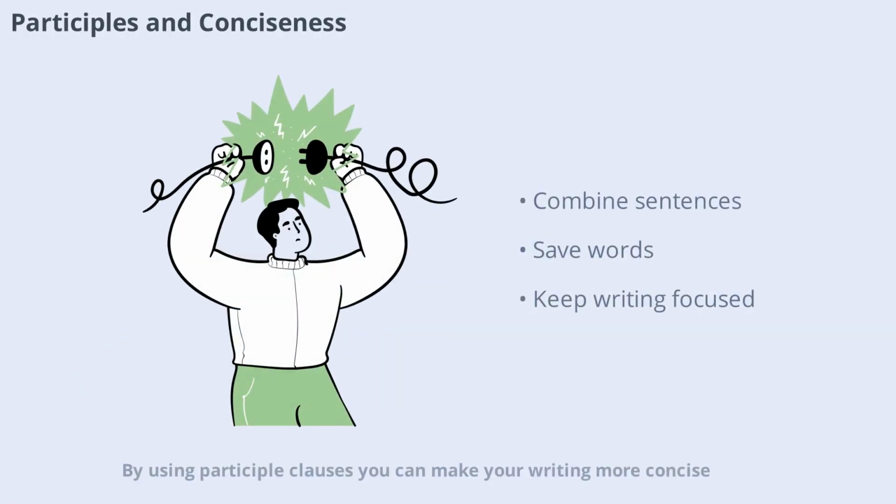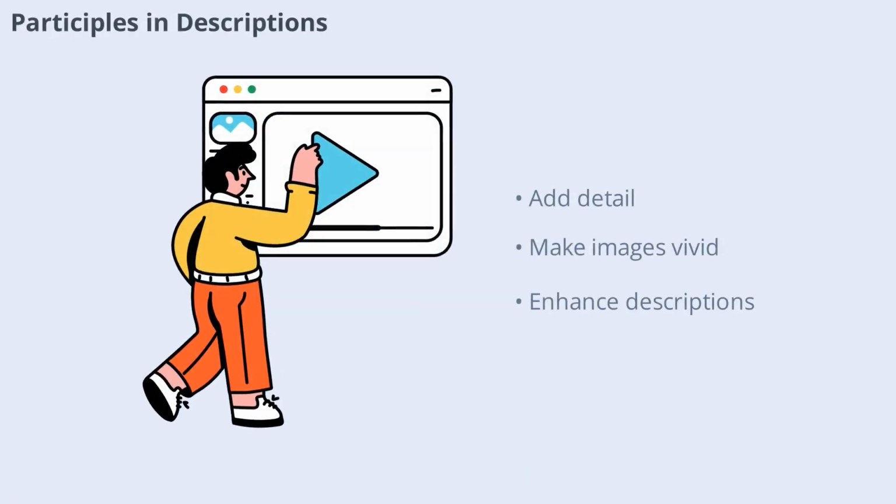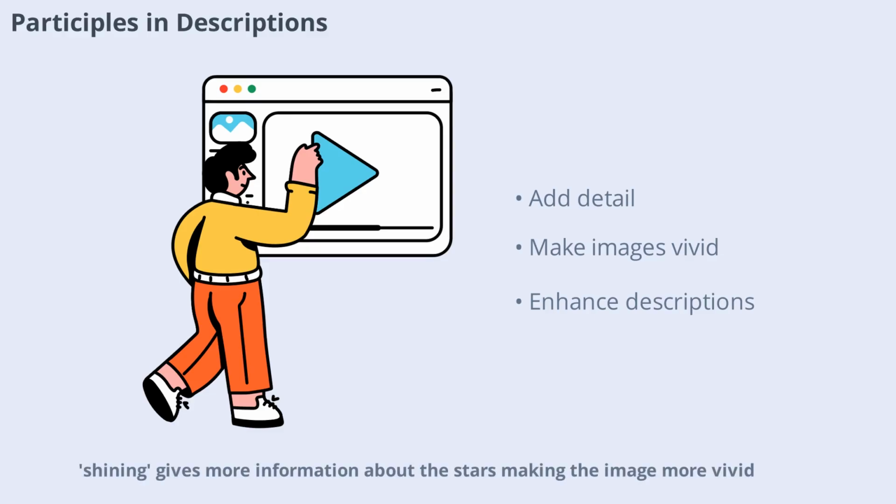By using participle clauses, you can make your writing more concise. Instead of writing two separate sentences, combine them with a participle. This saves words and keeps your writing tight and focused. Participles are great for adding detail to descriptions. For example, "the shining stars lit up the night." Here, "shining" gives more information about the stars, making the image more vivid.